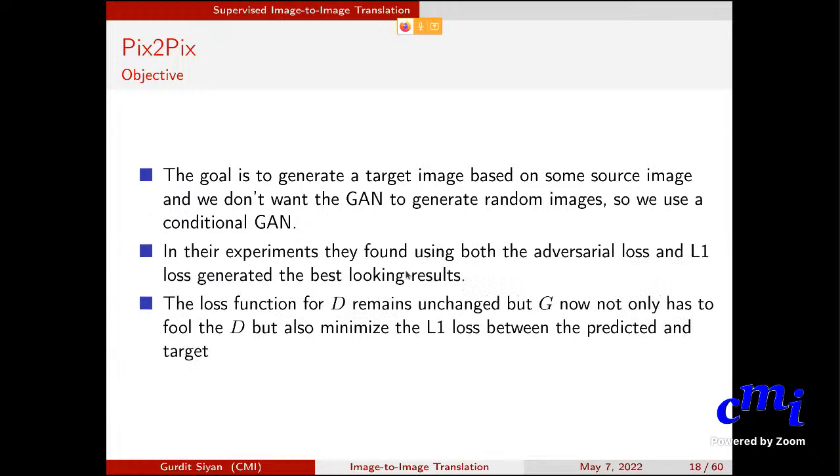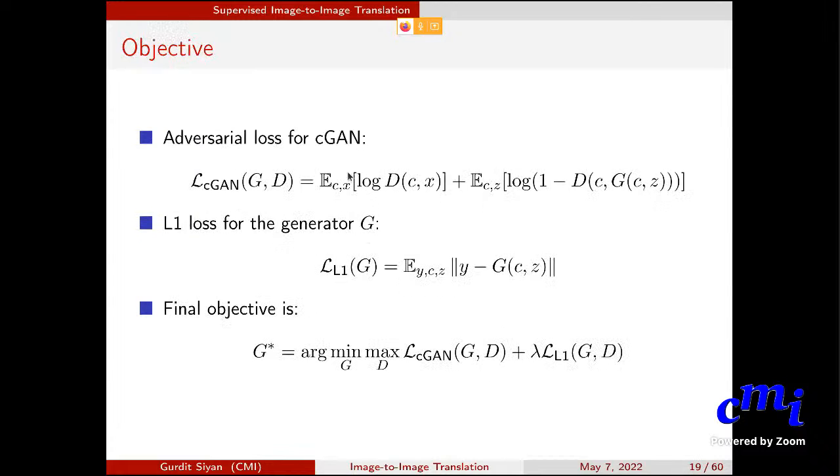And also in their experiments, they found that using both the adversarial loss and the standard losses like L2 or L1, they used L1 loss, combining them gives the best looking results. So the loss function for D is unchanged, but G now also tries to minimize the L1 loss just to do some extra work. So the adversarial loss for the conditional GAN is this, but there is also an L1 loss for generator G.